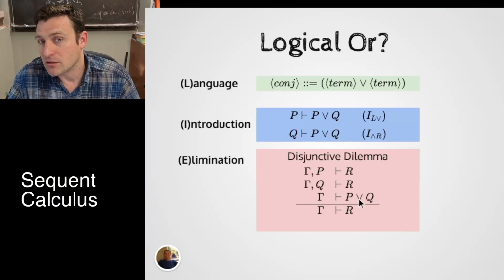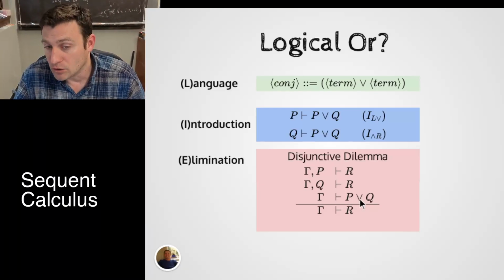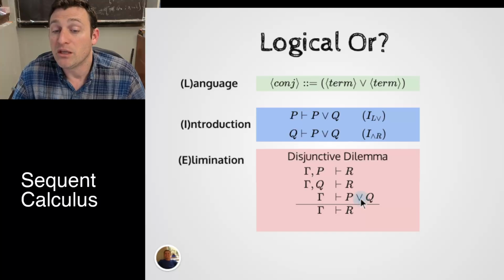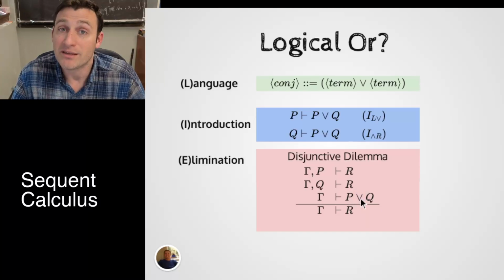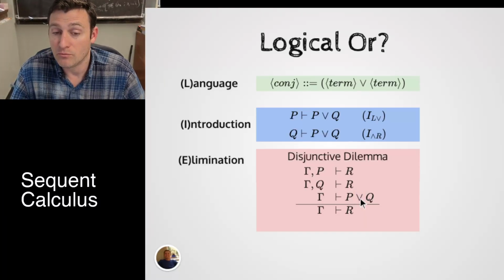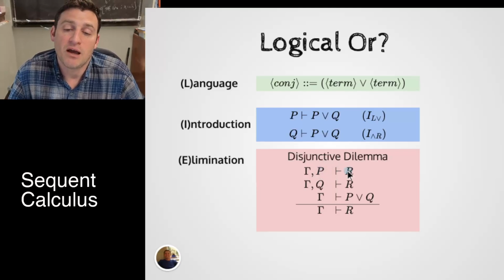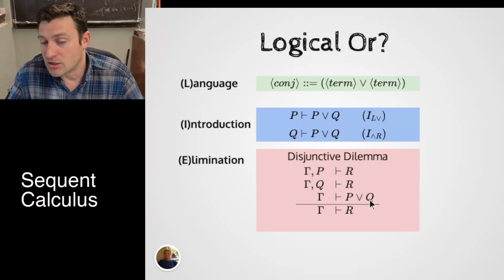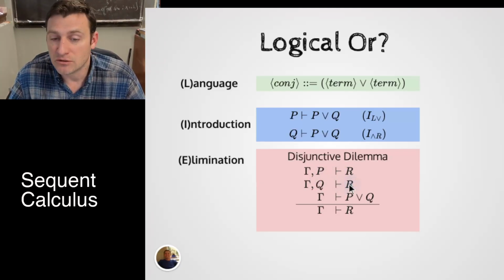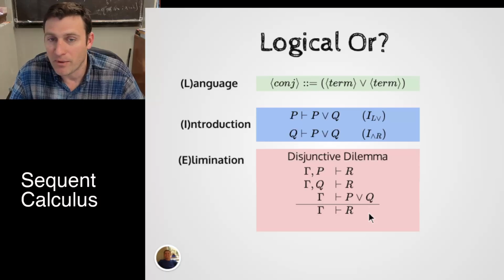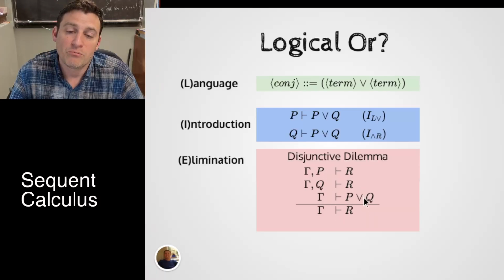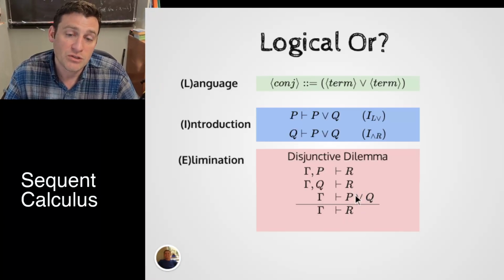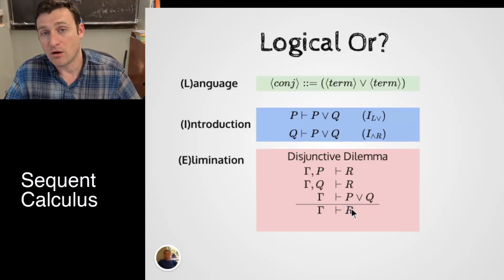Once I get past the turnstile, I have a conclusion. Since I've concluded P or Q, I now know at least one of these is true. Maybe it's P, and if it's P, I will get R. And maybe it's Q, and if it's Q, I will still get R. The conclusion now makes sense. If I have P or Q together with these two different paths, I will always get to R.